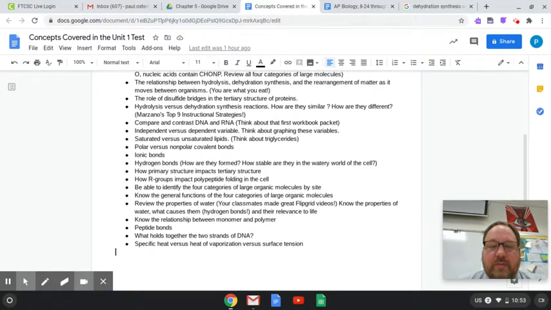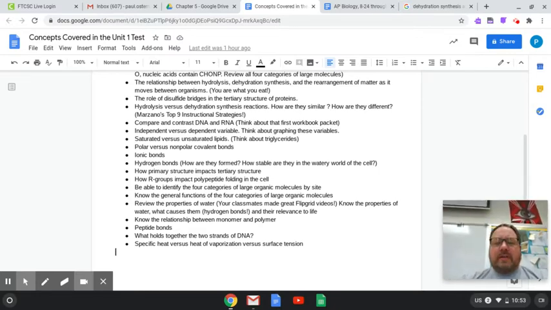Independent versus dependent variables. Independent variable, I control that, right? That's what you can manipulate. And the dependent variable is the outcome you're measuring. When you graph that stuff, your independent variable goes on the x-axis and your dependent variable goes on the y-axis. So you'll be able to track its change.